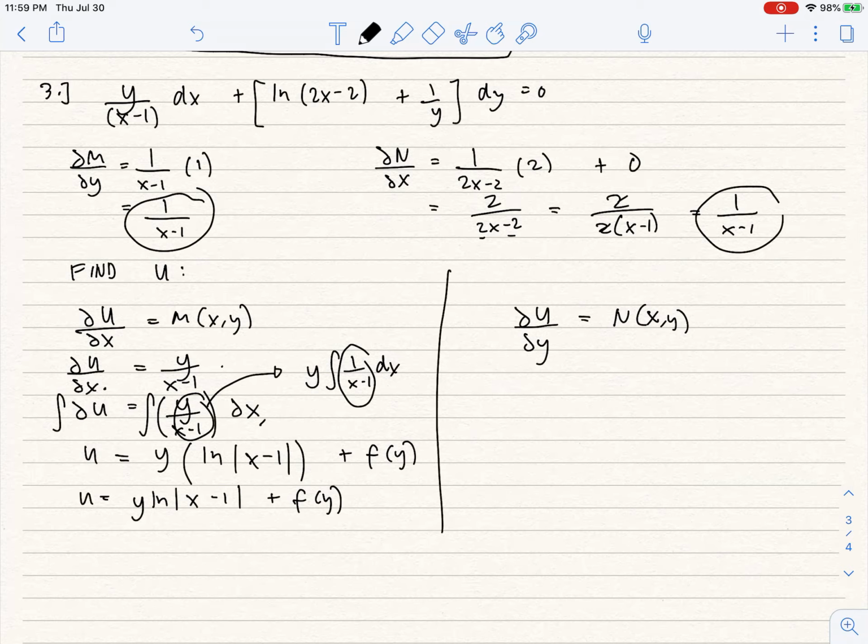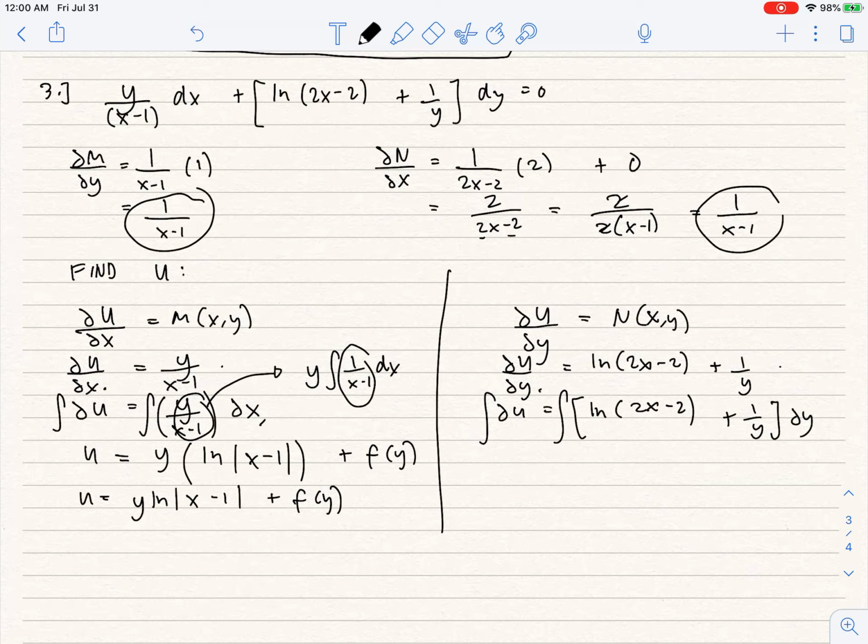Next is for the second value of u. Copy. Then replace this with the real value of N, which is this. So this is now ln of 2x minus 2 plus 1 over y. Then move this to this side of the equation. This is just ln of 2x minus 2 plus 1 over y multiplied by dy. Then next is integrate both sides with respect to y.